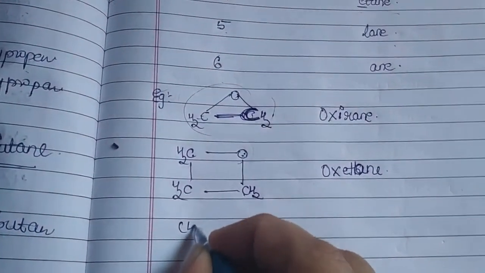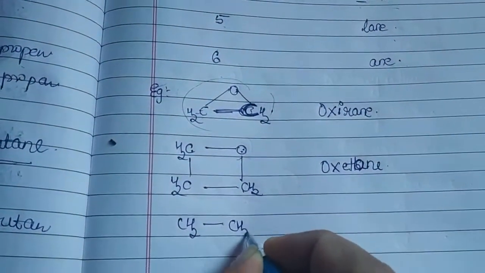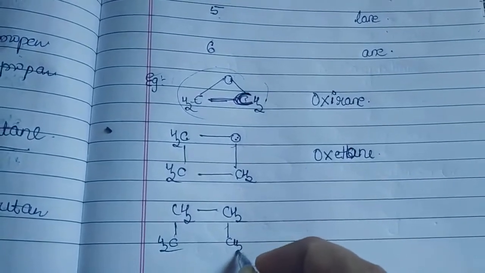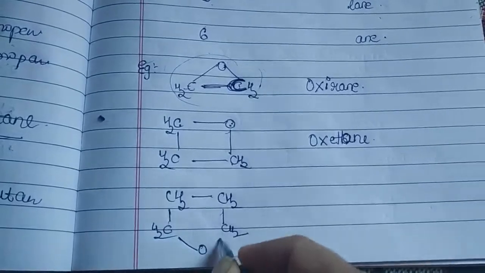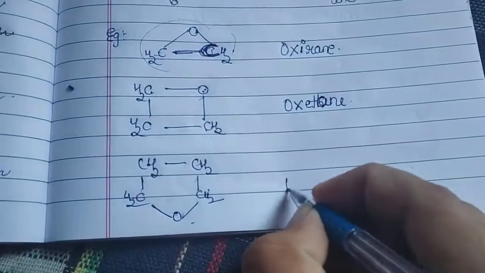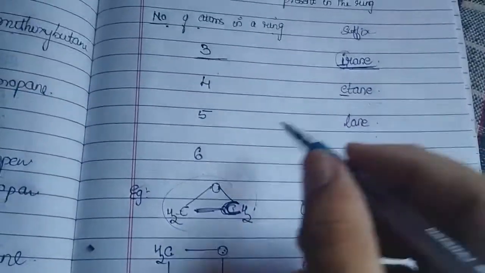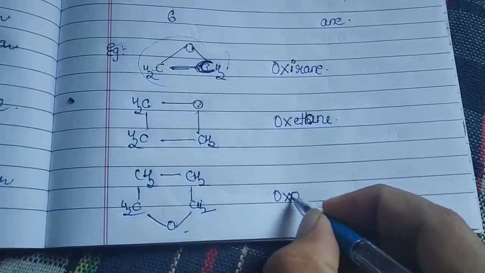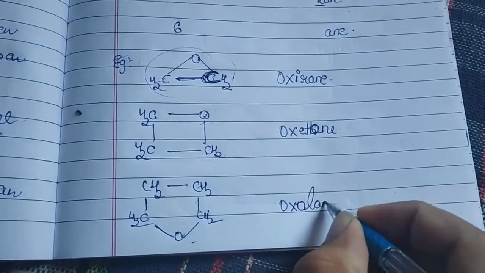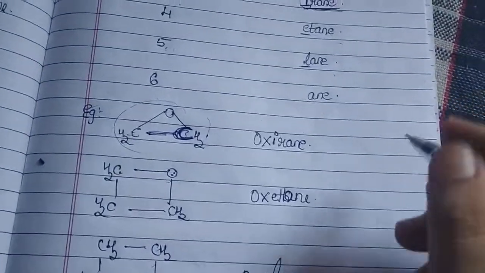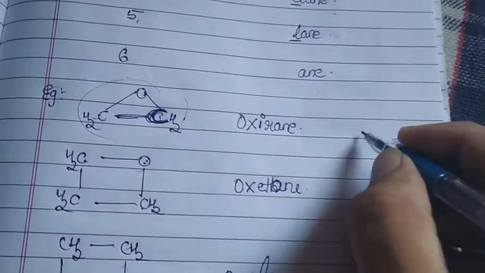Check out now 5 membered: CH2, CH2, CH2, CH2, and over here as O. 1, 2, 3, 4, 5. So what we will do now? Ox, its suffix name starts with a consonant, L. So oxo and the complete suffix, then lane. Oxolane. Getting my point? If it is 6, 6 you can only write, I hope.